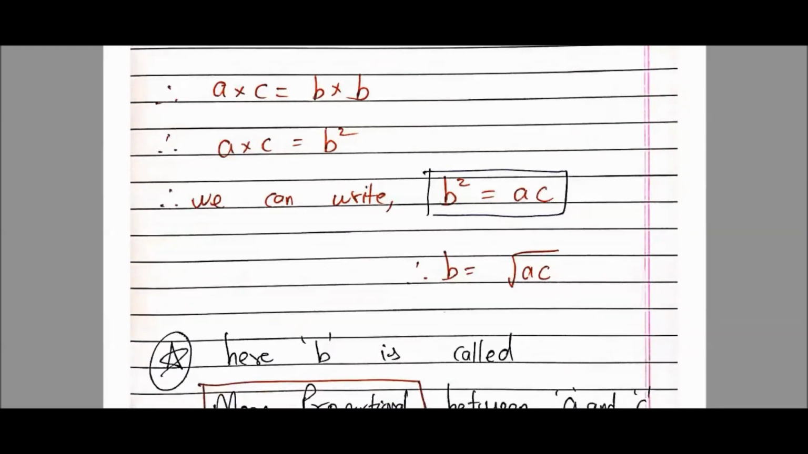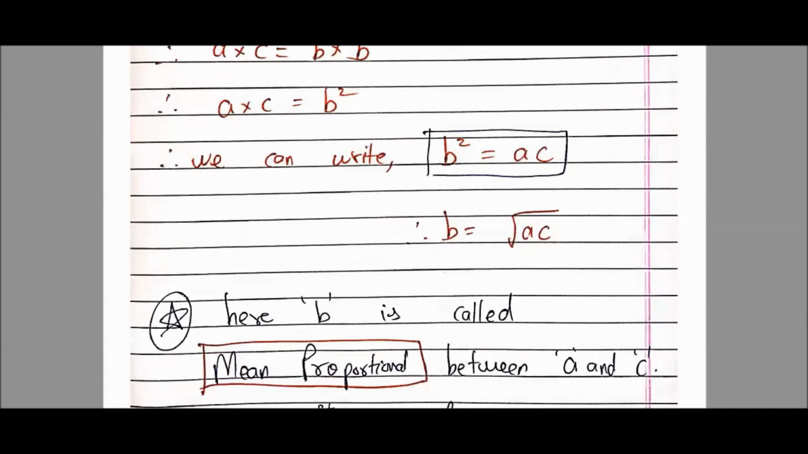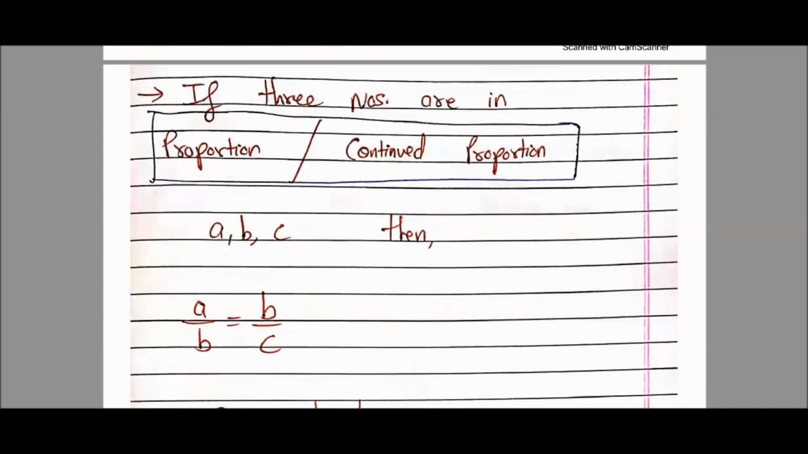Now comes a very important thing. Here B is called mean proportional between A and C. Hope you are getting the concept. In this case, three numbers were in proportion or in continued proportion. So what was the scenario? Once again, I want to highlight this.